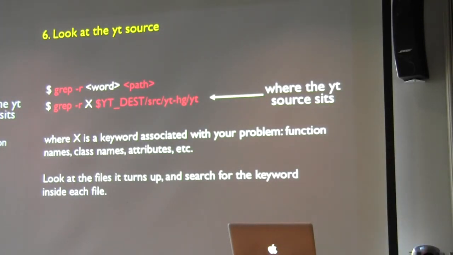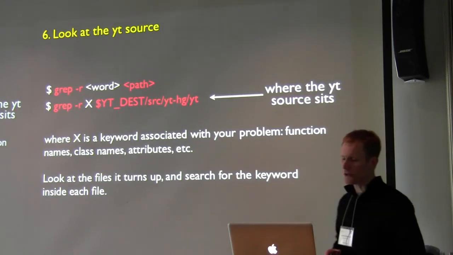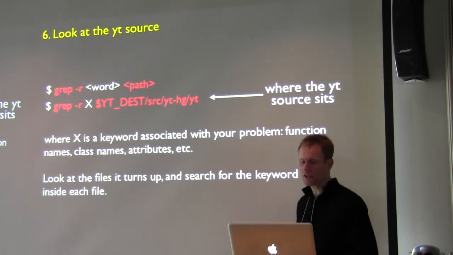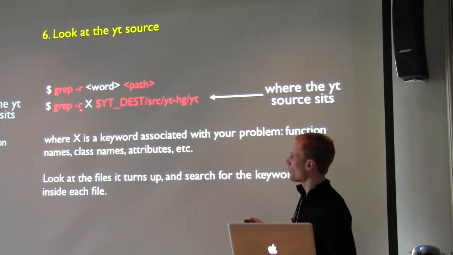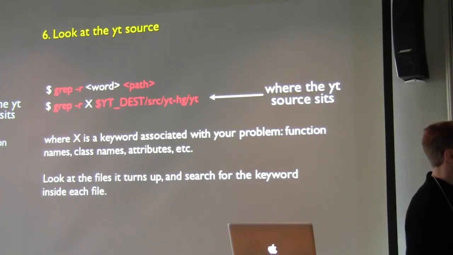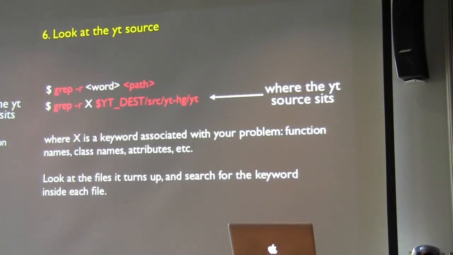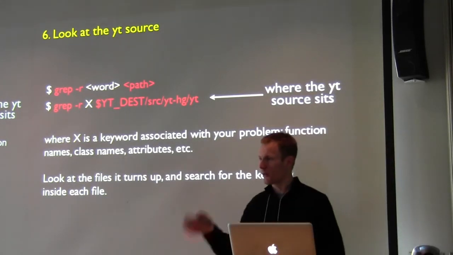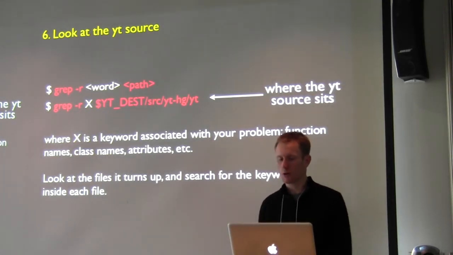Now, everybody's probably familiar with grep for finding a keyword or a string in a larger text document, but many of you may not know there's this -r flag for grep, which allows you to search an entire subdirectory and hierarchy of subdirectories and the files within those for that word. So it's very, very useful. For instance here, we're doing grep -r, a recursive grep, looking for the string x, which would be a keyword associated with your problem. Then we're searching the entire YT source directory to see where in YT the source is for whatever function you're trying to call.